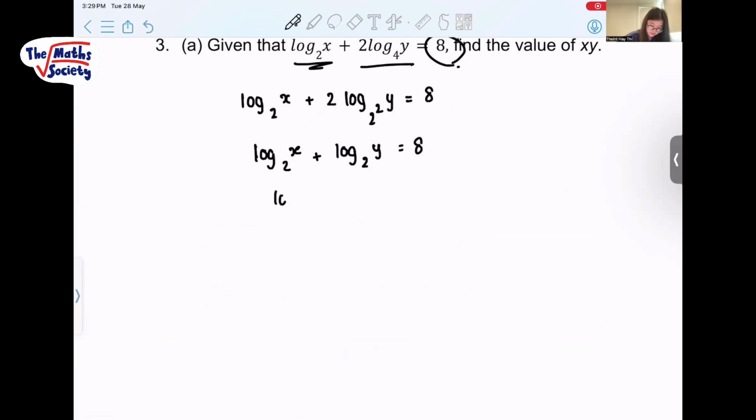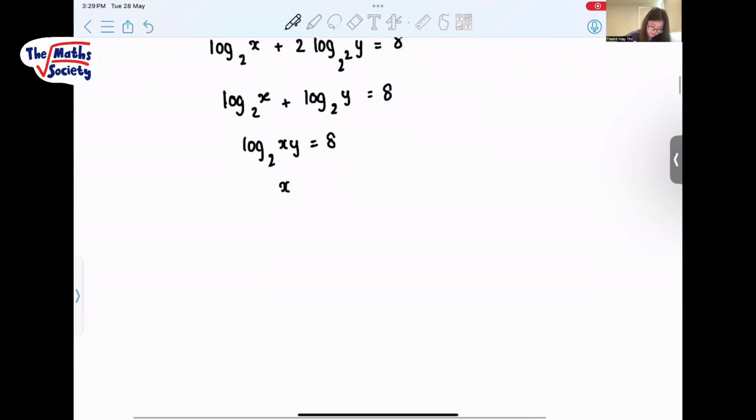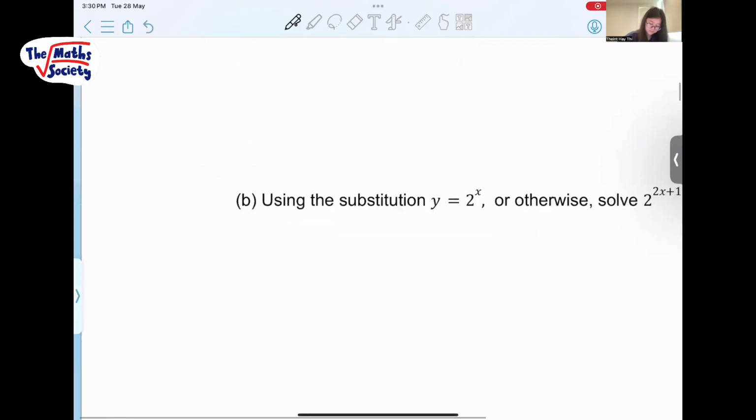And because it's plus, and the same base, we can multiply them. So it's log 2 of xy equals 8. And then you'll have xy is equal to 2 power 8. And we know that 2 power 8 is equal to, let me confirm, 256. Yes.